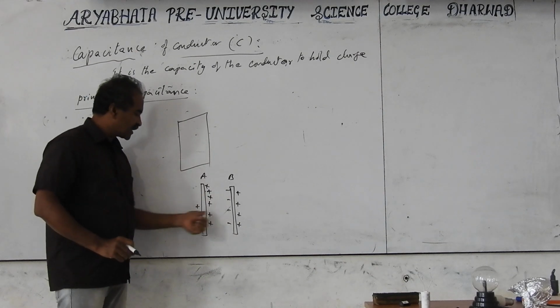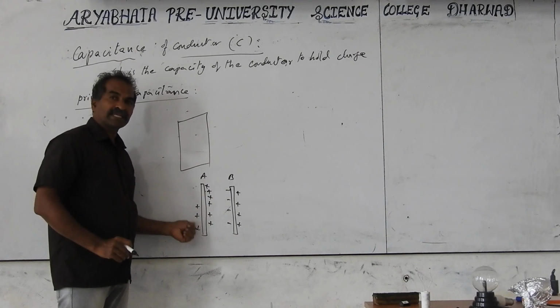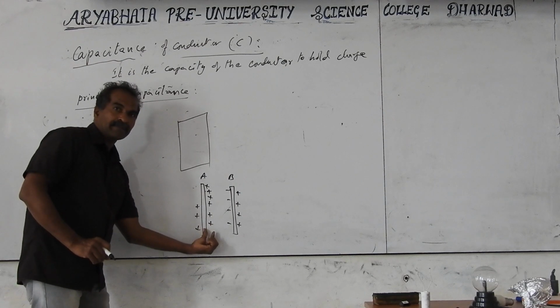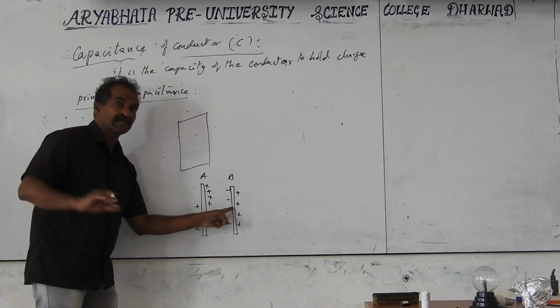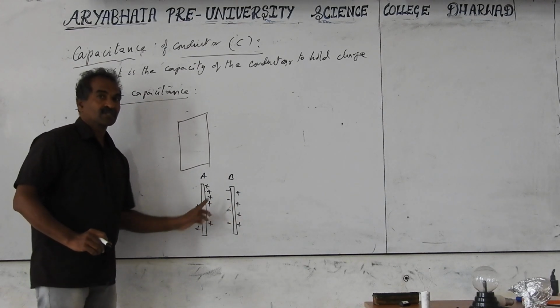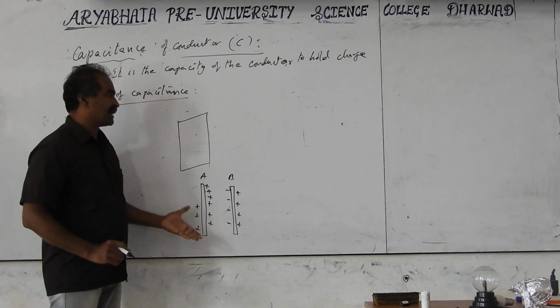Beyond this, we cannot increase the capacitance at this rate. If we decrease the distance, we also increase the attraction by the minus, but at the same time repulsion also dominates. So there is a limit to how much we can increase the capacitance this way.